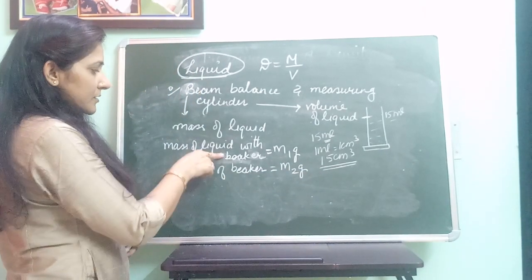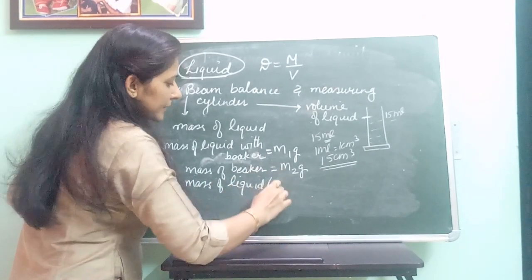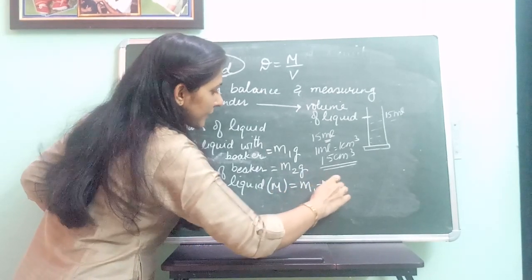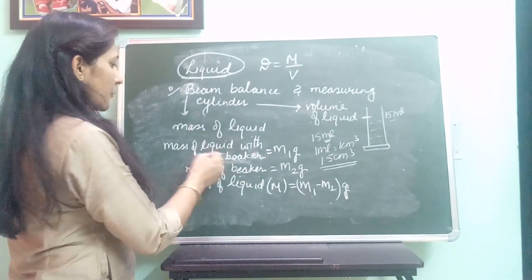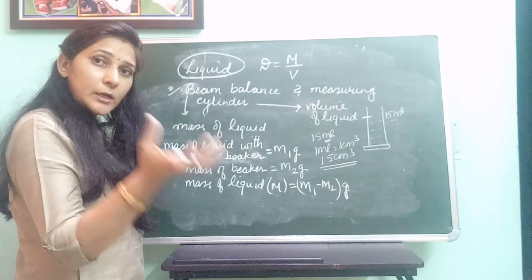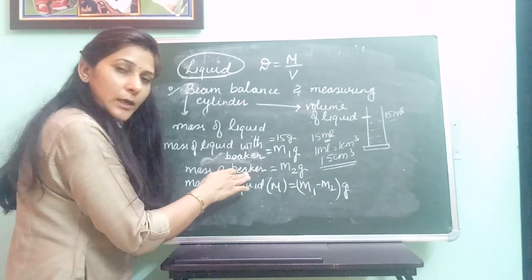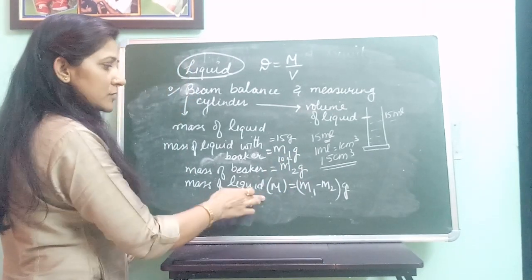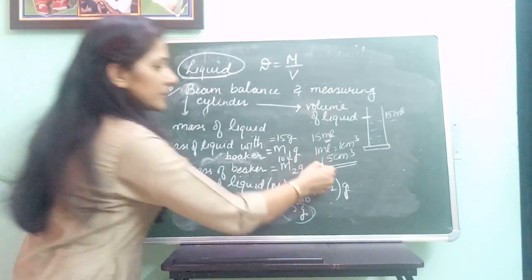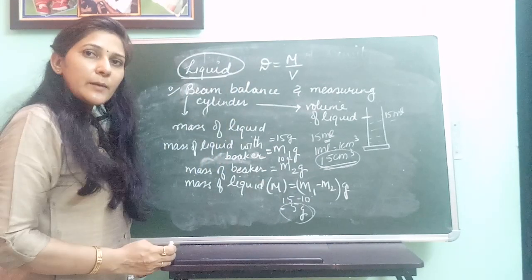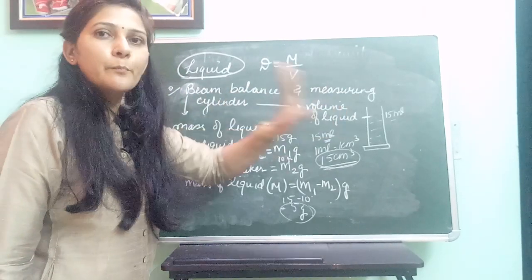Now this is the empty beaker, and this is the beaker with liquid. So how can we find the mass of liquid? The mass of liquid, say m, is given by m1 minus m2 gram. This gives the mass of the liquid. How can we understand this in numerical terms? Suppose when you take liquid into the beaker, the total mass is 15 gram. When you pour out the liquid and measure the beaker only, the mass is 10 gram. So the mass of liquid is 15 minus 10, that is 5 gram. From here you calculated mass, and this way you calculated volume. Now you can easily find the density by substituting the values. This is how we find the density of a liquid with the help of beam balance and measuring cylinder.